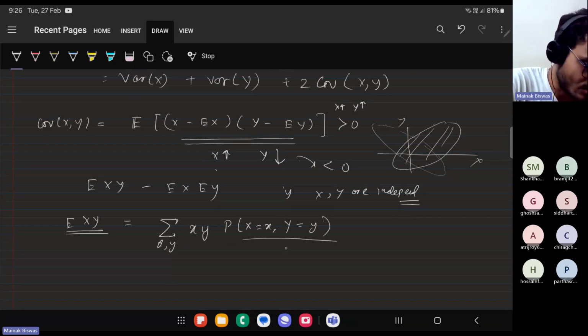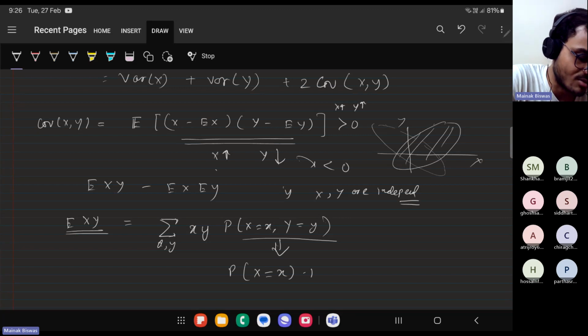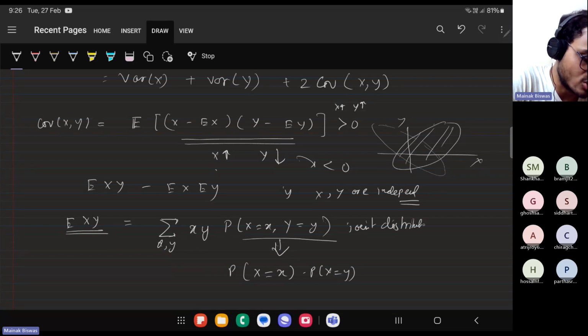By independence, what do I mean? Two random variables are independent if the joint distribution can be written in terms of their marginals. This is the joint distribution. We'll see it in detail, but this is called a joint distribution. These are called marginals.